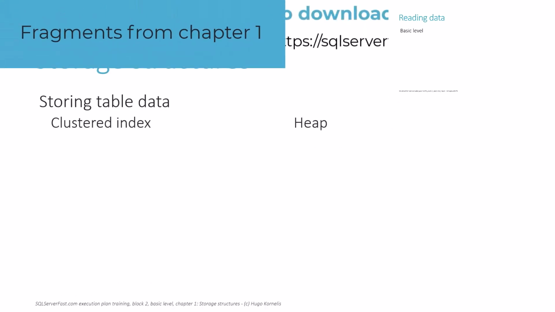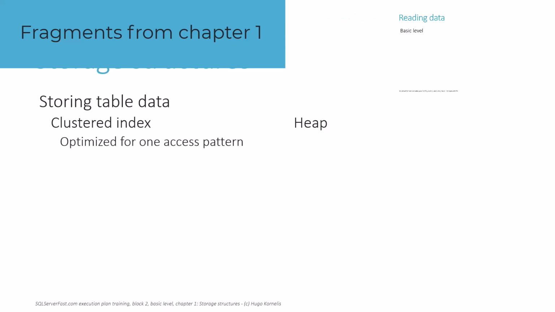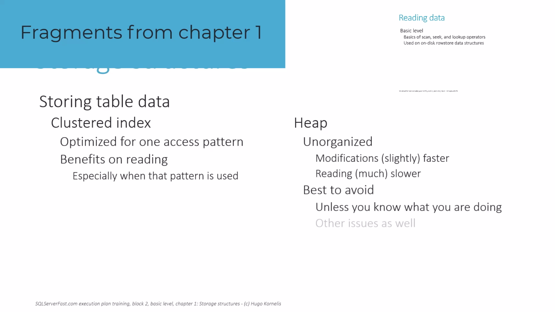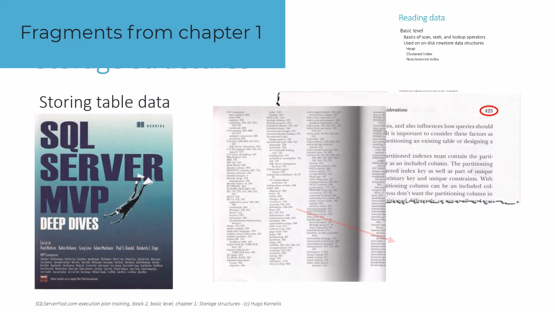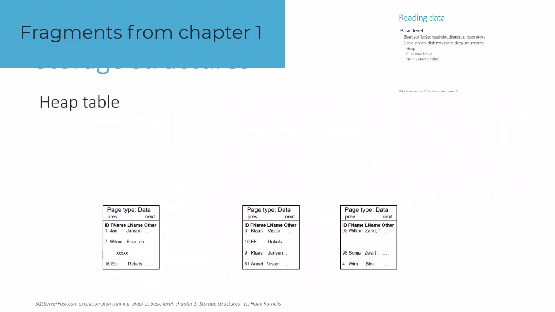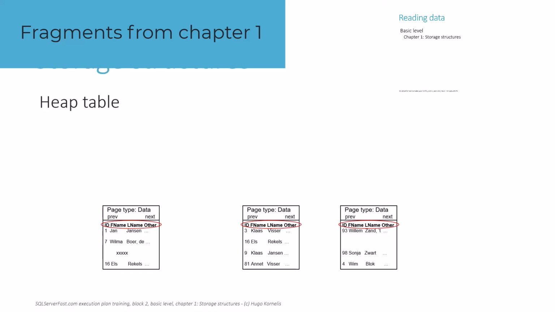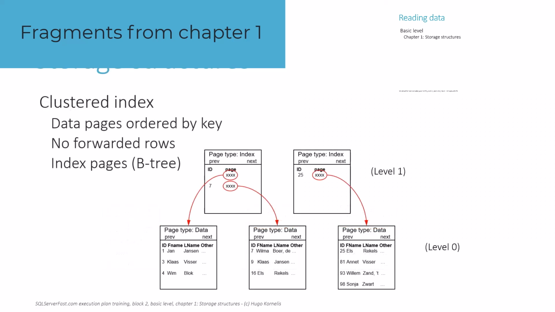In the basic level of Block 2, we explain the basics of scan, seek and lookup operators by describing how they work on the default and most used storage architecture, heaps and normal clustered and non-clustered indexes. To ensure proper understanding, the first chapter explains the conceptual idea of each of these data structures and then shows how SQL Server stores them internally.